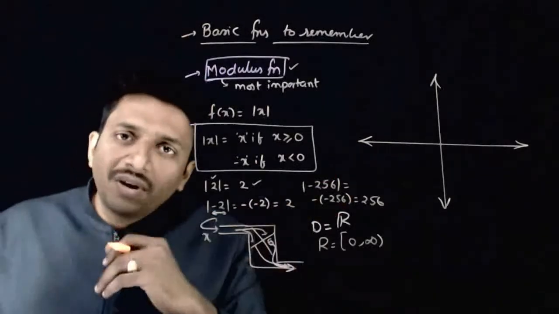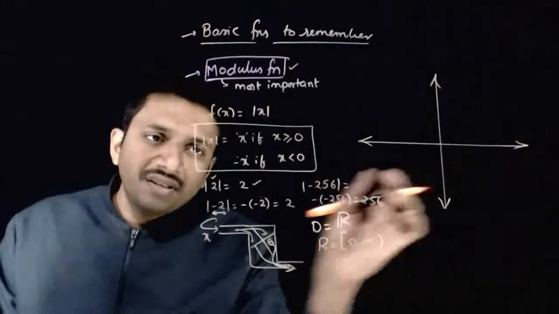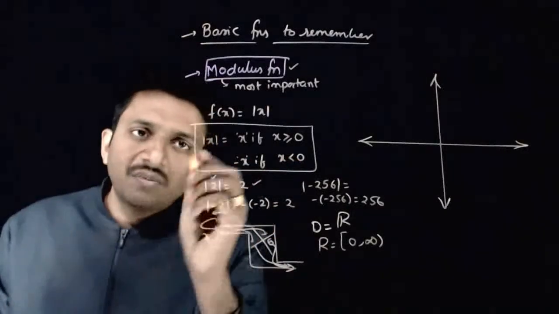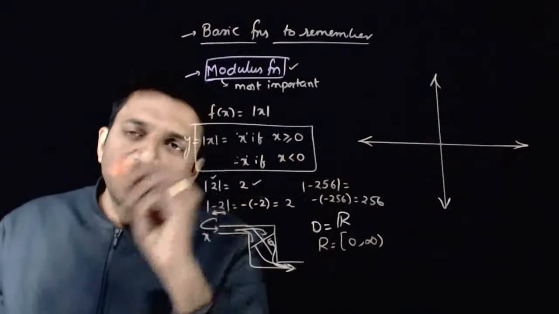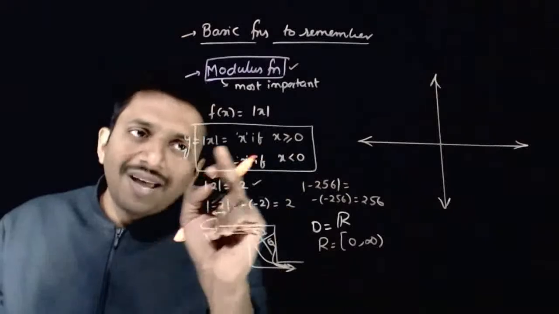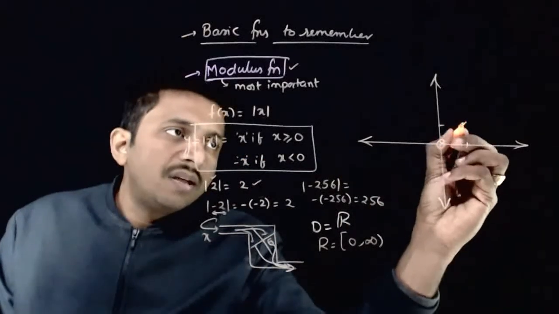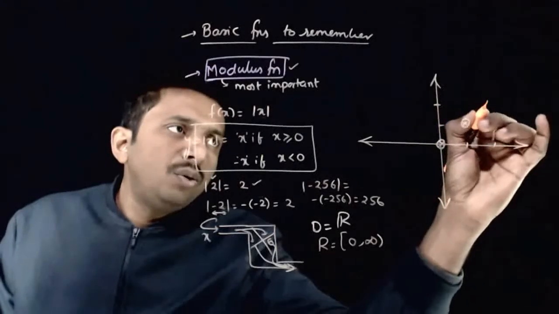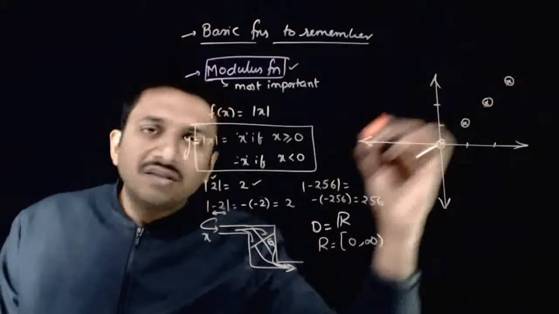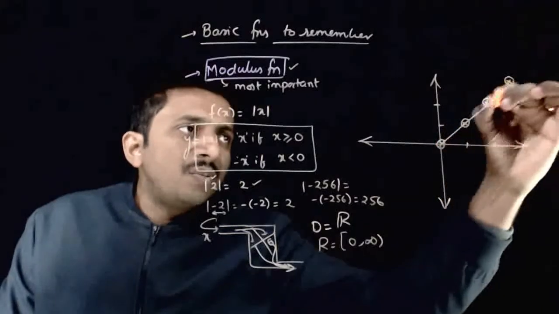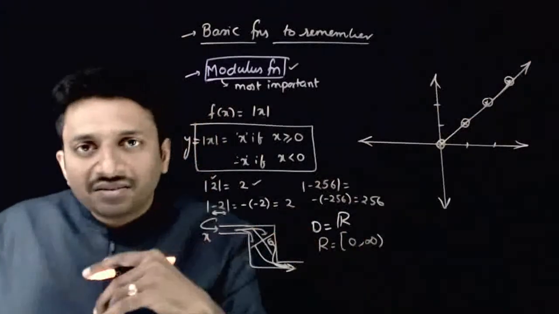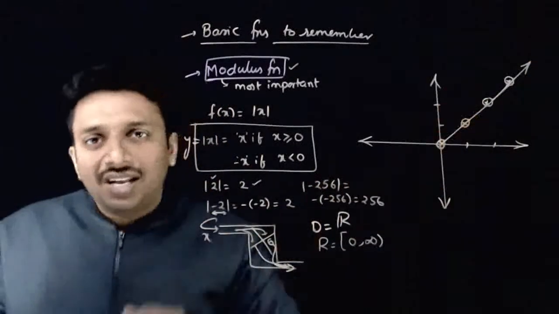And how does the graph of this look like? When x is positive, the graph is nothing but y is equal to x. If I take this as y, when x is positive, y is equal to x. It is (0, 0), (1, 1), (2, 2), (3, 3), and so on. It joins all these points, so I get a straight line like this. So when x is positive, you get a straight line like this.